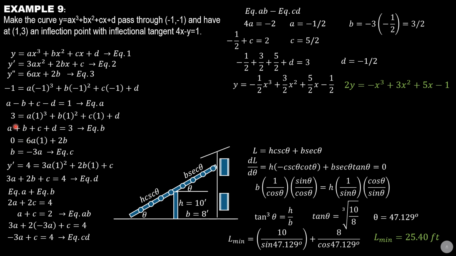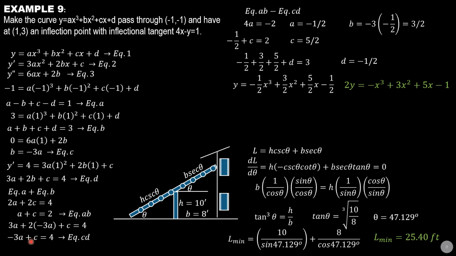So 2A plus 2C equals 1 plus 3, 4. Simplifying, dividing everything by 2. So A plus C equals 2. Call that equation AB. Then in equation D, we substitute the value of B, which is -3A, from equation C. Then this reduces to -3A plus C equals 4. Call that equation CD. So we can now eliminate C from equations AB and CD by subtracting equation CD from equation AB.